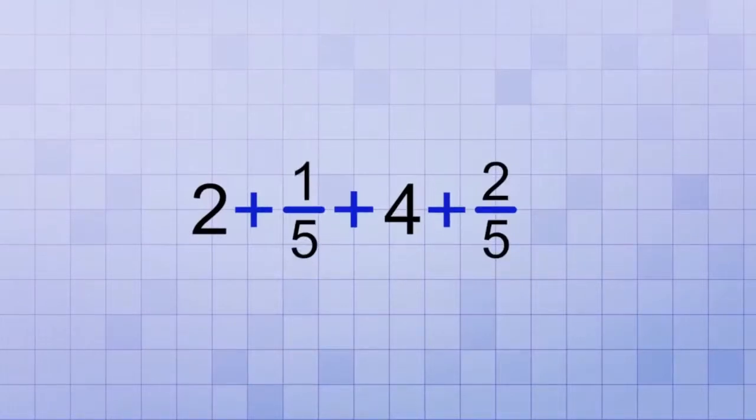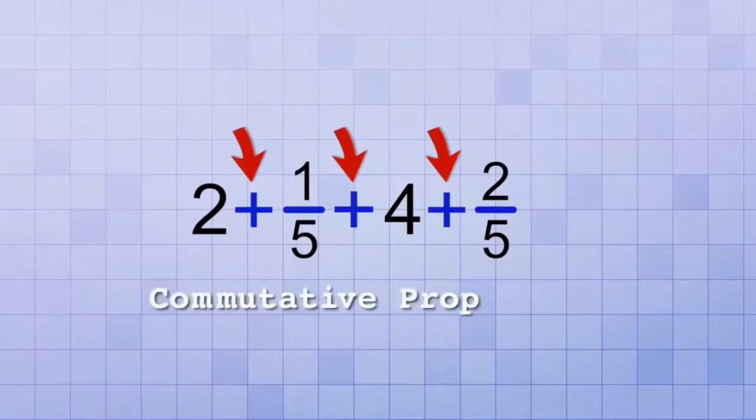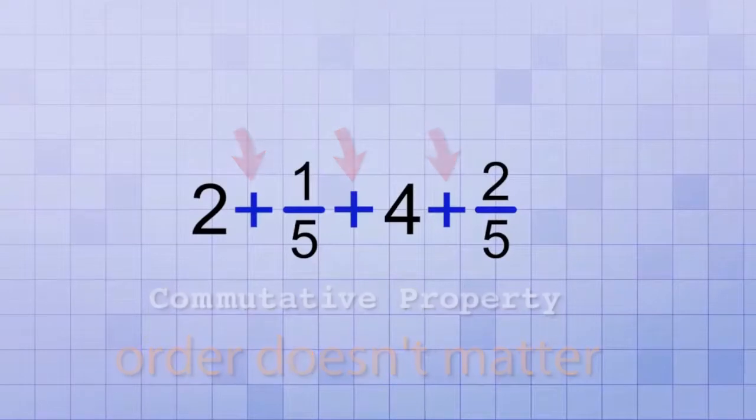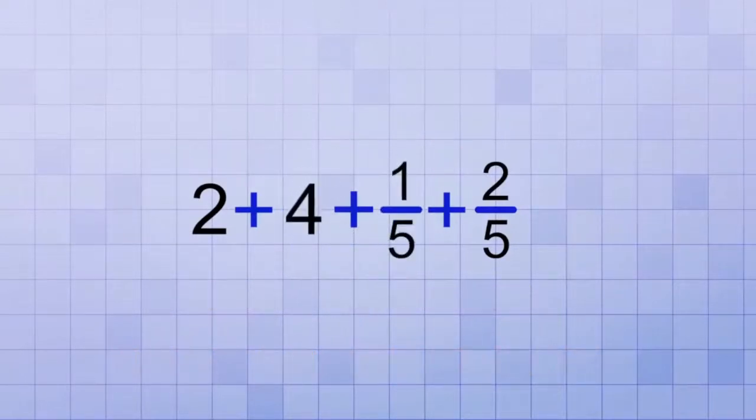Because all of these parts are being added, and addition has the commutative property, it really doesn't matter what order we do the addition in. That means we can rearrange this problem to make it simpler. Now we have 2 plus 4 plus 1/5 plus 2/5.